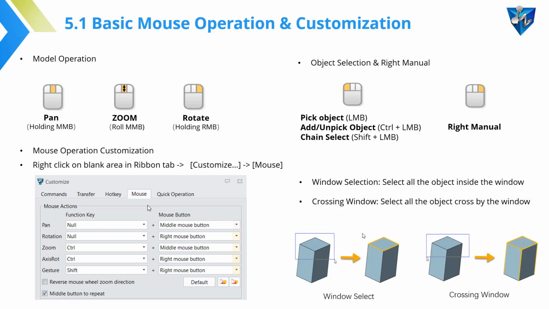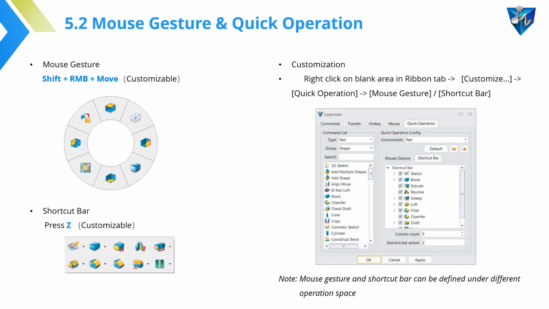For the mouse selection, as you can see from the bottom right picture, if you select from top left to bottom right, it will select all the objects inside the window. But if you select from top right to bottom left, it will select all the objects crossed by the window.